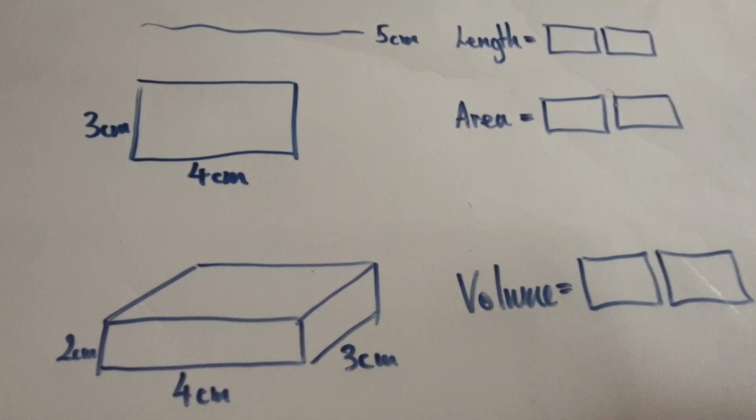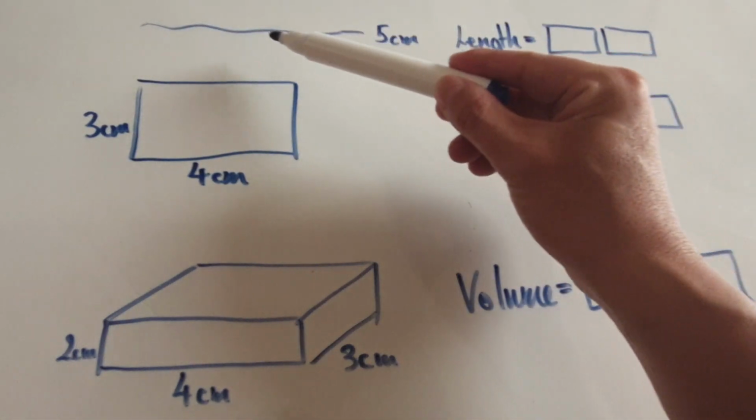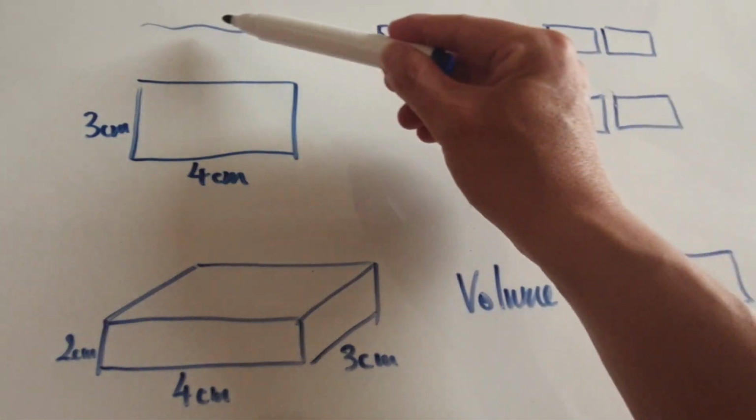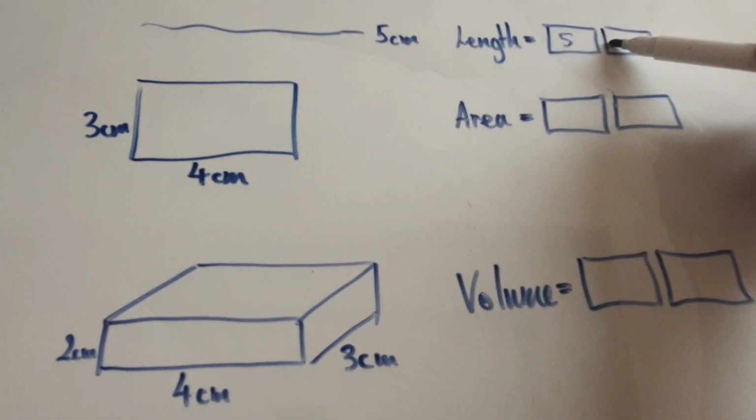Let me give you a quick lesson on units. Imagine you've got a string that is 5 centimeters long. So what is the length of this string? Well, it would be 5 and the unit would be centimeters.